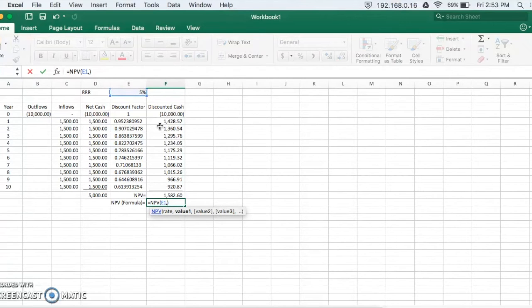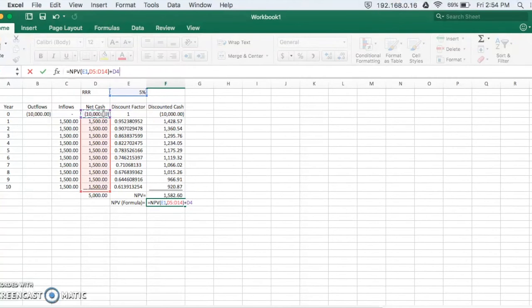And then you look at your values. Now your values are your net cash. This is where a lot of people would make a mistake. You do not include your year 0 in the function, in the formula. You only include year 1 through your last year, which is 10. And then you add your year 0. The reason you're adding your year 0 is because, again, this is the current year. There is no discounting. And this is just, unfortunately, the way the NPV formula works.